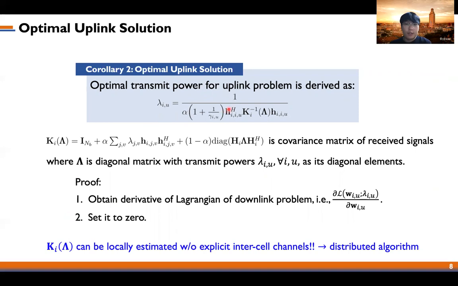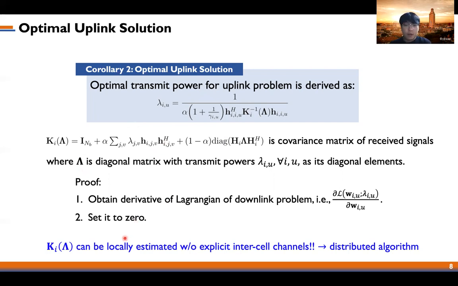However, you can see that the solution includes H and K. H is the dedicated channel which is known, and K is the covariance matrix of received signals, which potentially includes intercell interference, as you can see here. And capital lambda is a diagonal matrix with transmit power from all users as its diagonal terms.